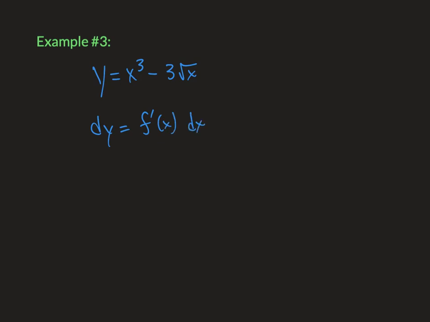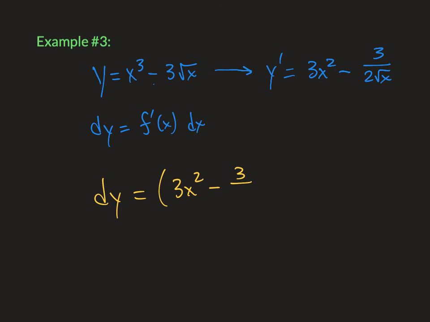So what is the derivative of y? Well, we'll do the power rule to get 3x squared, and then the derivative for 3 square root of x is going to be minus 3 over 2 square root of x. So that's the derivative, and we're ready to write down the differential. dy equals 3x squared minus 3 over 2 square root of x times dx. That's it. It's the derivative times dx.